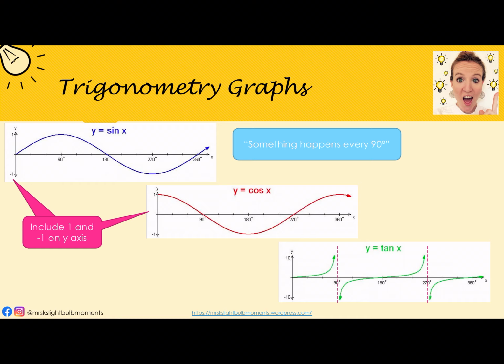Include 1 and -1 on your y-axis for sine and cos. You will not get the mark if you don't put that on. Okay, it's quite strict on the mark scheme there. You have to have labels on your y and your x-axes. So include 1 and -1.